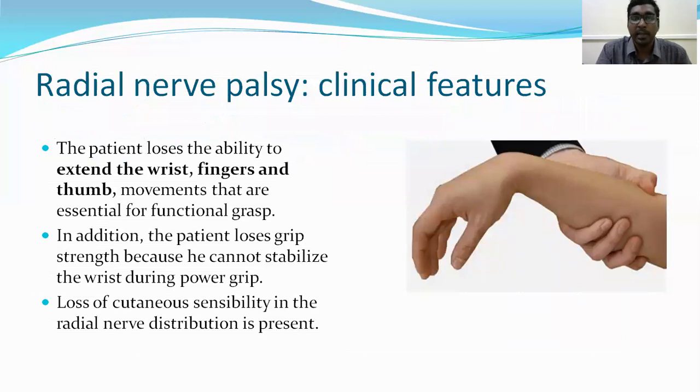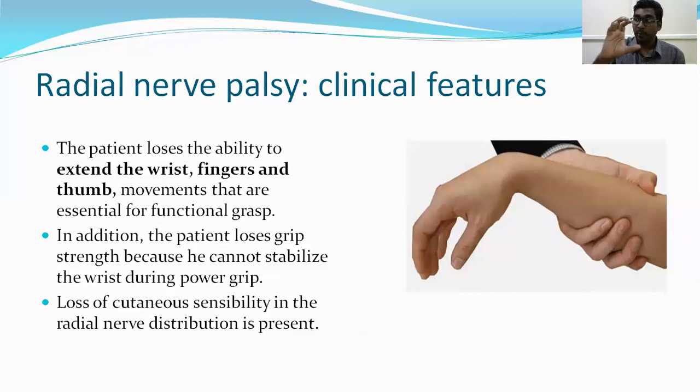So, radial nerve palsy clinical features. The patient loses the ability to extend the wrist, fingers, and thumb, movements that are essential for functional grasp. So what happens is wrist drop. The wrist will be dropped because the extensor muscles of the forearm and hand, supplied by the posterior interosseous nerve, are paralyzed. The wrist is unable to extend. This is called wrist drop. In addition, the patient loses grip strength because he cannot stabilize the wrist during grip.